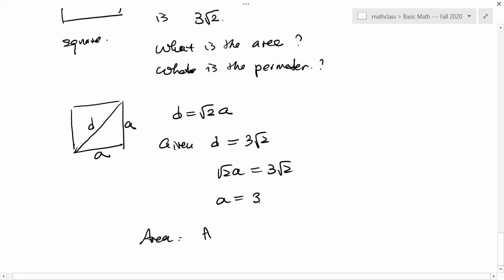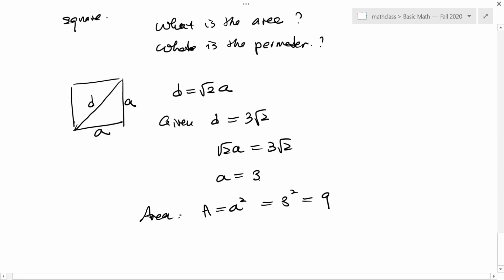So area is going to be A equals A squared. It's 3 squared. It's going to be 9, right? Once you find the edge, the perimeter is going to be, how many sides are there? 4 sides, 4A. So it's 4 times 3. It's going to be 12. Okay, so that is 12.